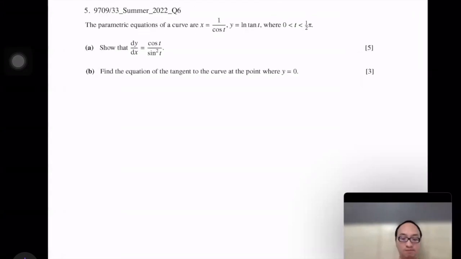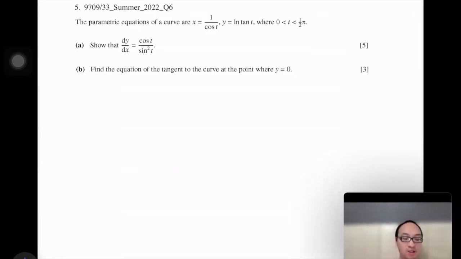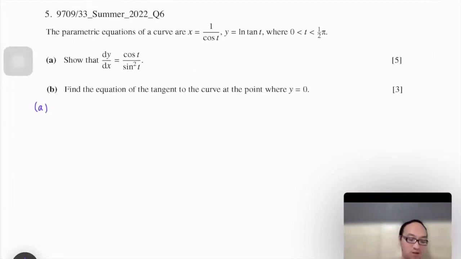Number 5. The parametric equations of a curve are x equals 1 over cos t, y equals ln tan t, where t is between 0 and half pi. Show that dy/dx is cos t over sin squared t. For the first one, again we can put in the formula. dy/dx is dy/dt over dx/dt.